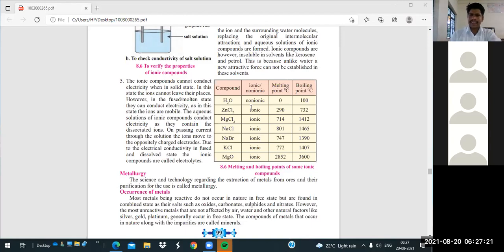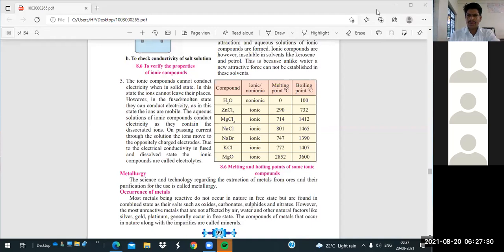The science and technology regarding the extraction of metals from the ores and their purification for use is called metallurgy. Now, what is in the ores? Can anybody tell me what is in the ore?